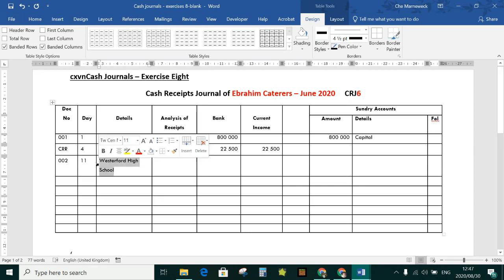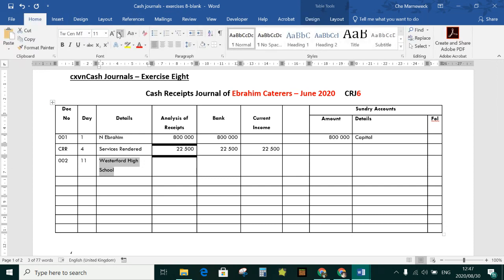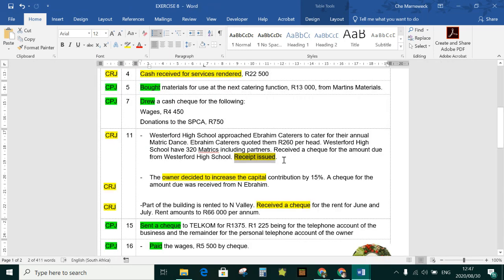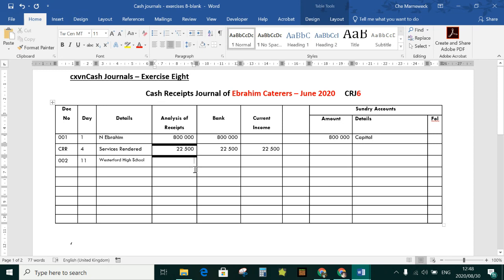Westerford High School. I'm just going to squeeze this on one line. How much money do we receive from Westerford High School? So we need to do a calculation. 260 Rand per head times 320 people will give us, if you use your calculator, an amount of 83,200. We are going to record that in our analysis of receipts column.